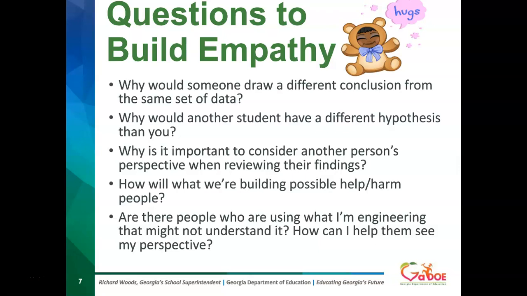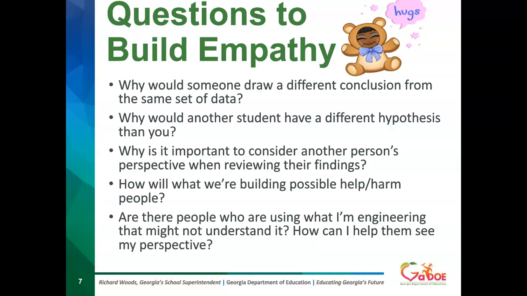Another question, why would another student have a different hypothesis than you? Could be from different walks of life. Could be from things they experience that's leading to their STEM, STEAM, project-based learning question or problem. Why is it important to consider another person's perspective when reviewing their findings? Have them answer that, because there's different solutions. There's different ways that we can help, that we can make a change, that we can make things better in our community. How will what we're building possibly help or harm people?